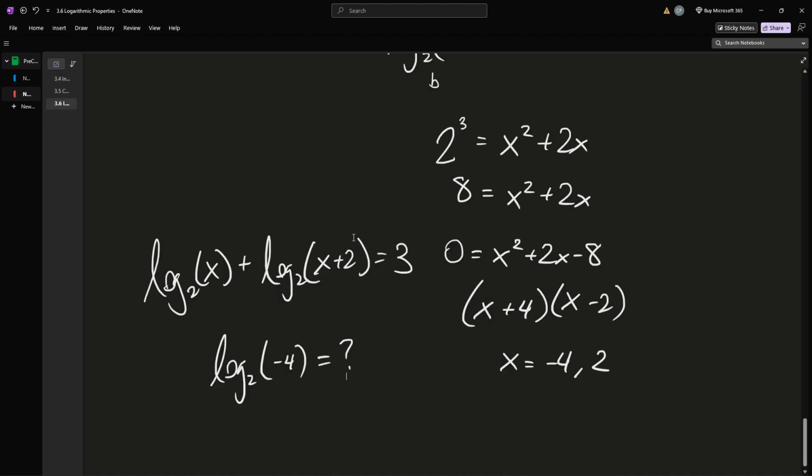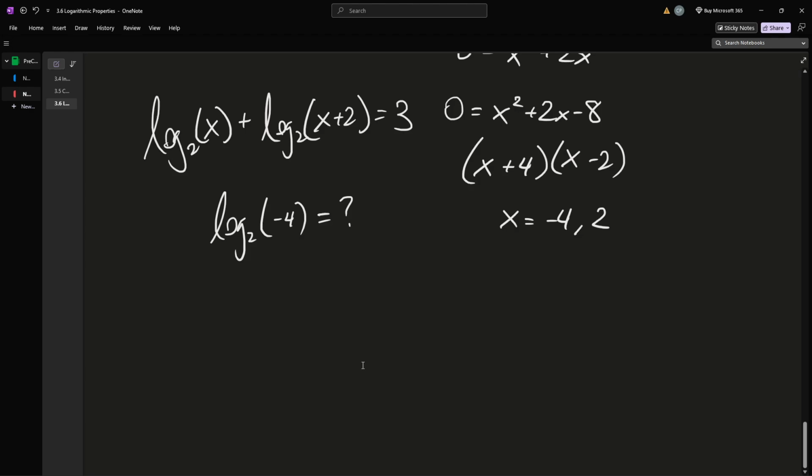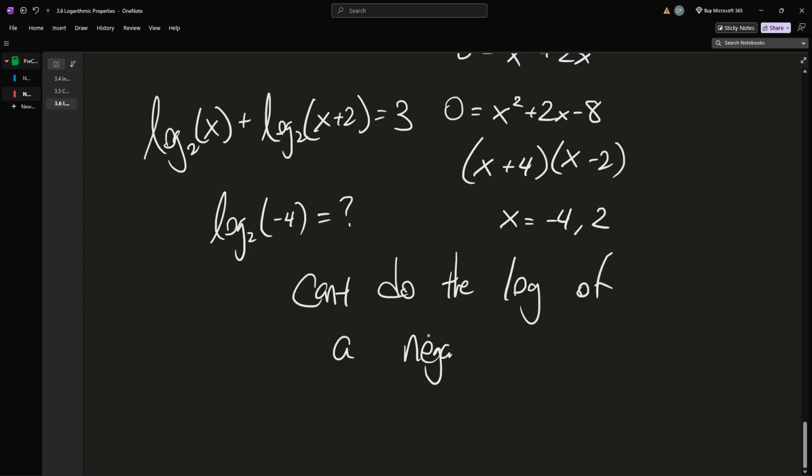Doing a log of a negative will not work. It will be undefined, similar to if you did 1 divided by 0 or the square root of a negative. These are undefined values. This does not work. You can't do the log of a negative. Therefore, this negative 4 gets canceled out and x equals 2.